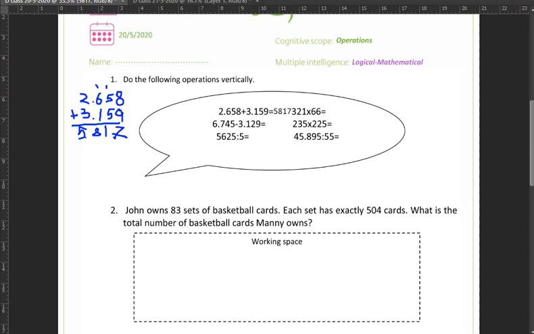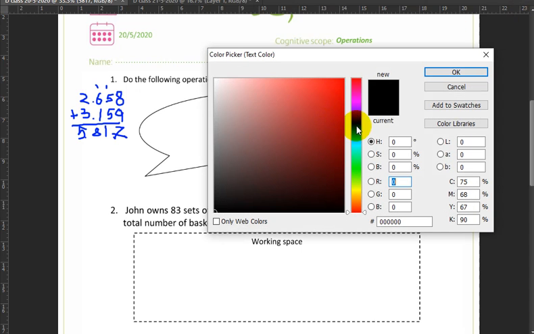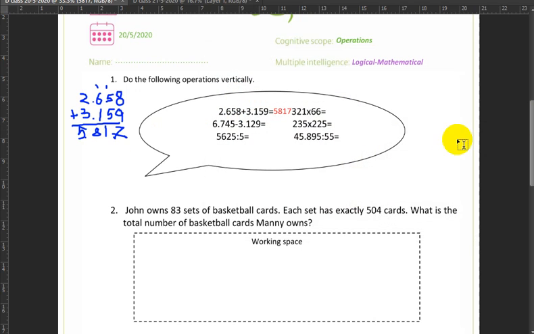And I'm gonna make it blue and red so I can tell it apart from the rest.